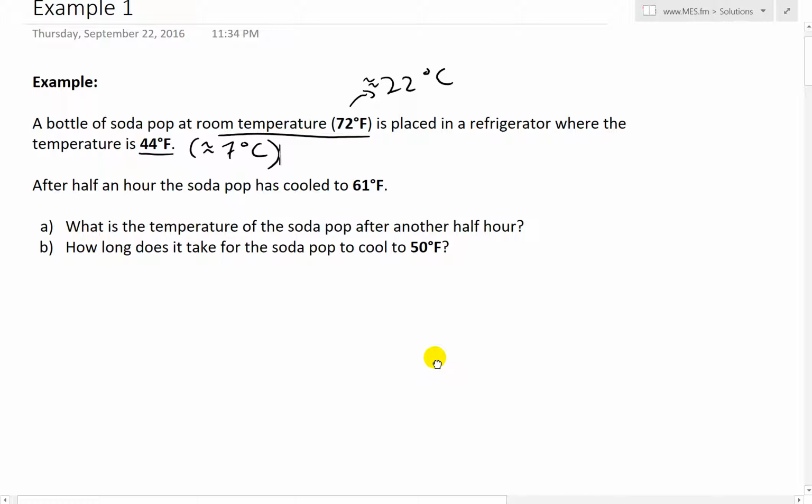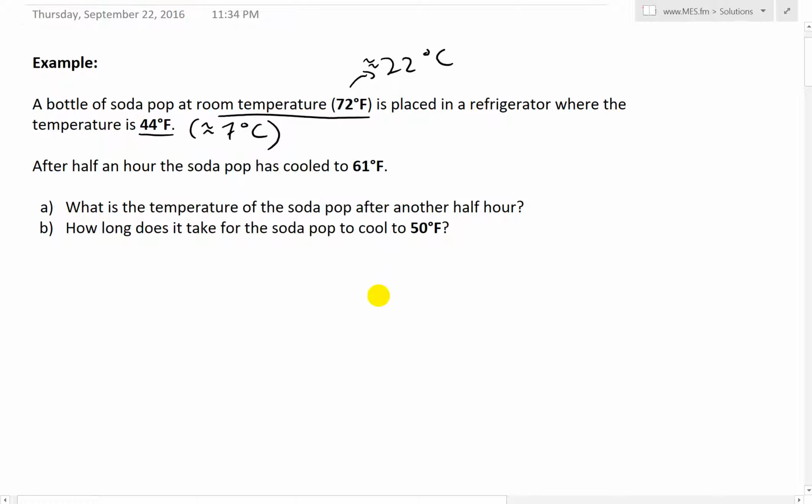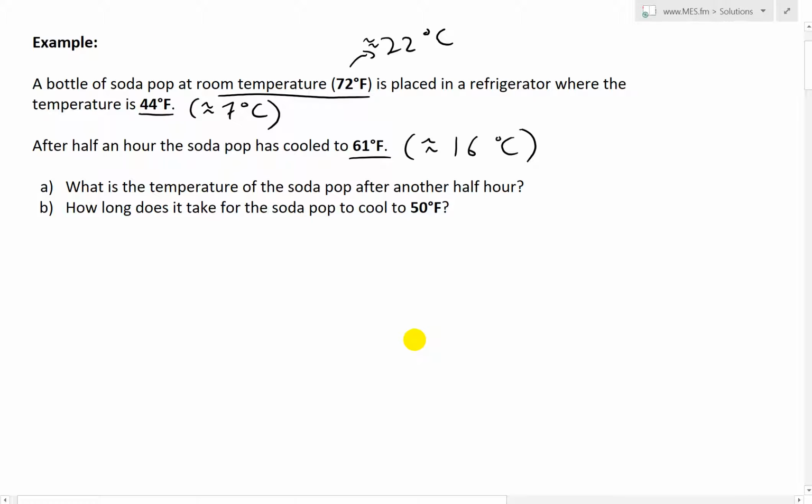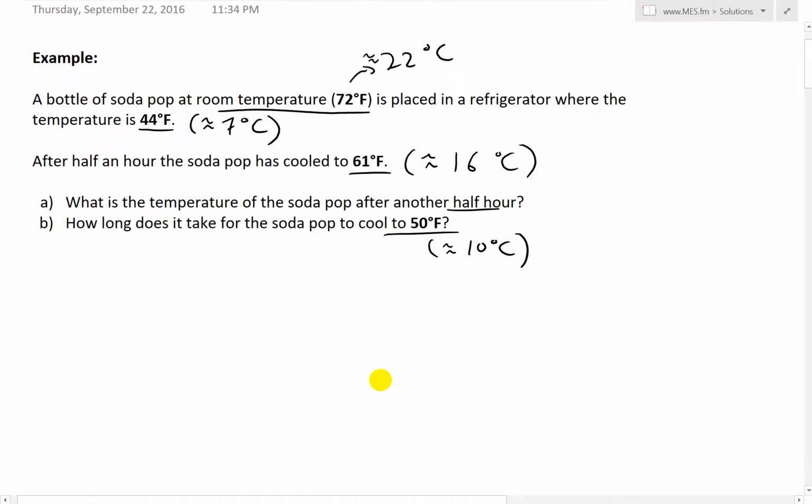So the soda pop is at room temperature, then placed into the fridge, and after half an hour, the soda pop has cooled to 61 degrees Fahrenheit, which is about 16 degrees Celsius. Part A of this example states, what is the temperature of the soda pop after another half hour? And part B says, how long does it take for the soda pop to cool to 50 degrees Fahrenheit? This 50 degrees Fahrenheit is about 10 degrees Celsius. So let's just go ahead and solve it.